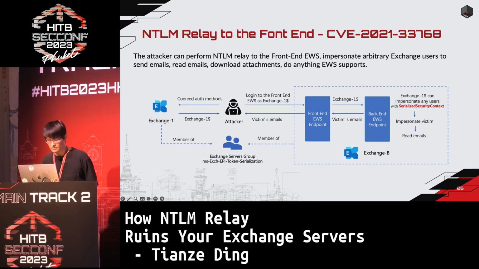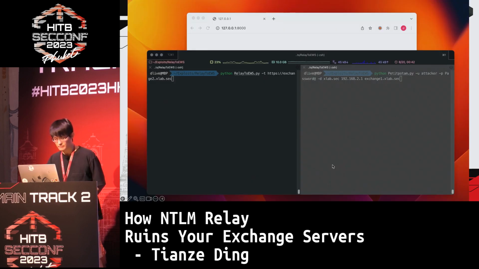Because Exchange 1 has token serialization rights on Exchange 2, the attacker can add a serialized security context SOAP handler in his request to impersonate the victim user on the EWS endpoint of Exchange 2. And finally, the attacker can perform any mail operations as the victim, like read emails and download attachments. Let's see a demo of the attack.